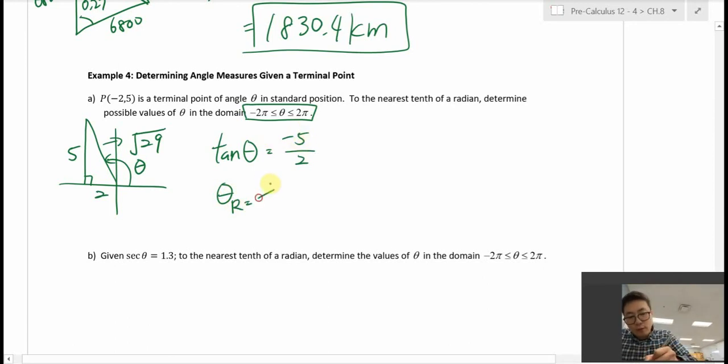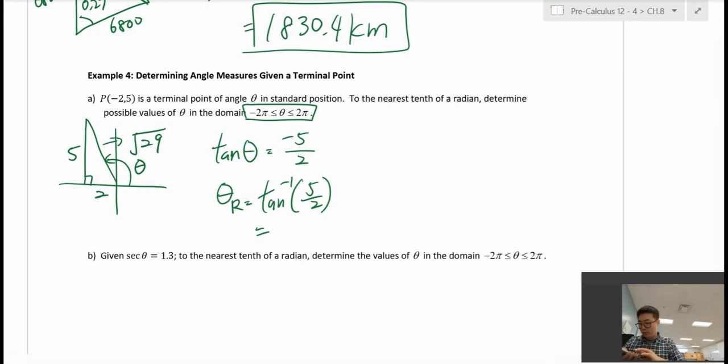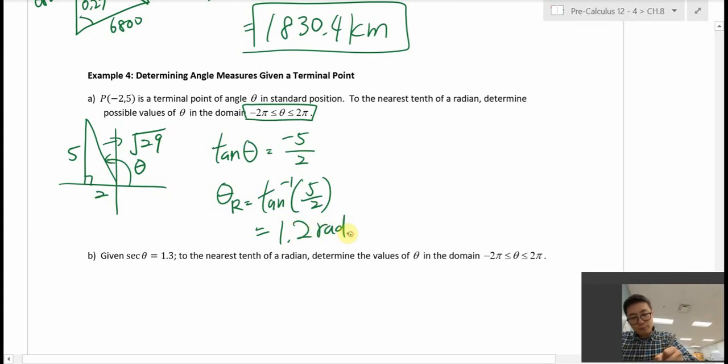You can find the reference angle by taking the inverse tangent of 5 over 2. Again, anytime you're looking for a reference angle, always use the positive ratio. So 2.5. This is 1.1, to the nearest tenth 1.2 radians. Clearly theta is not going to be 1.2 because 1.2 is the reference angle in radians.